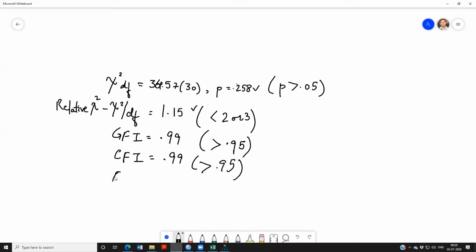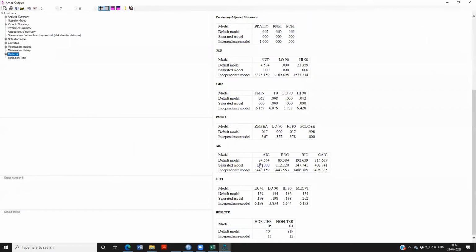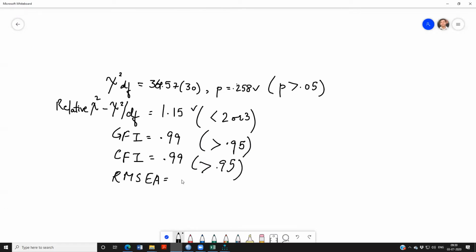And then we report RMSEA, root mean square error of approximation. This is 0.02 in our case. So we will report it as 0.02, and the rule is that this should be less than 0.05 or 0.07. So these are called fit indices.